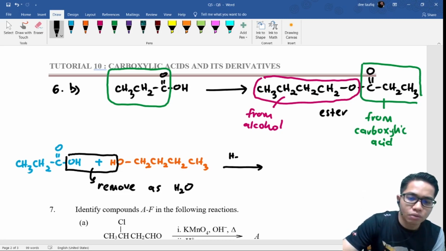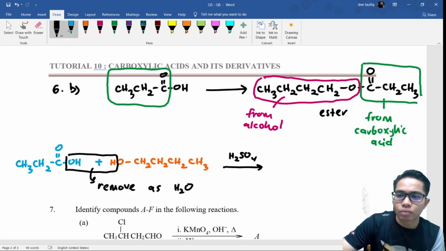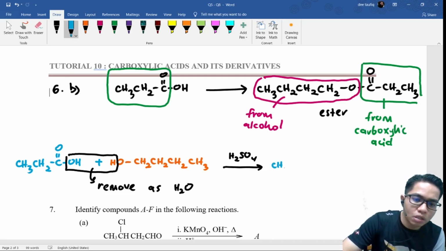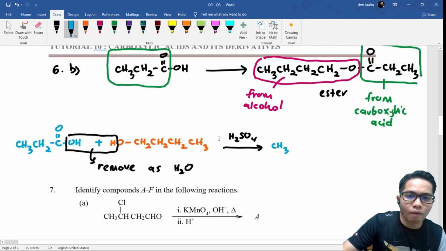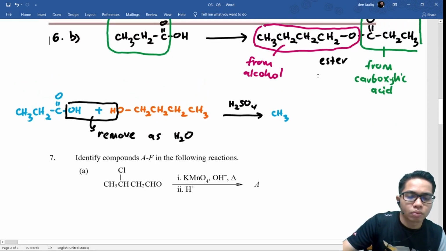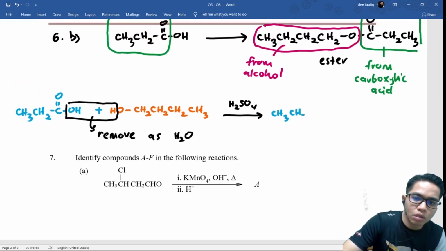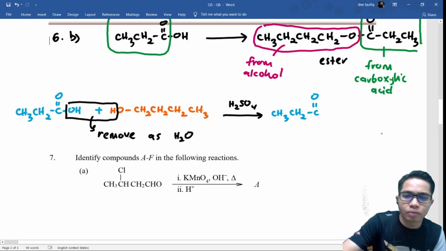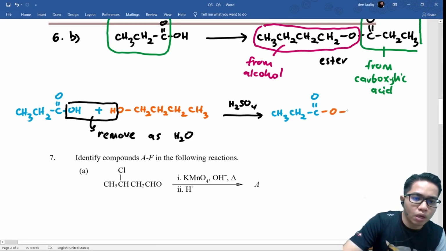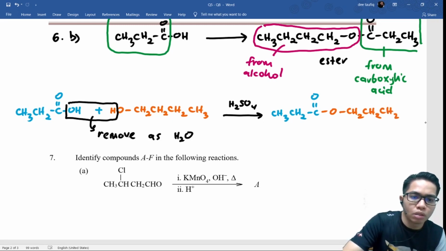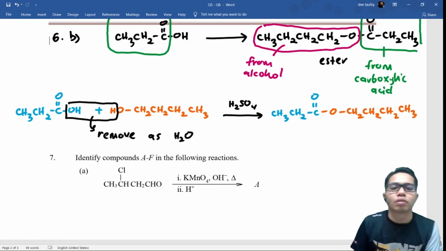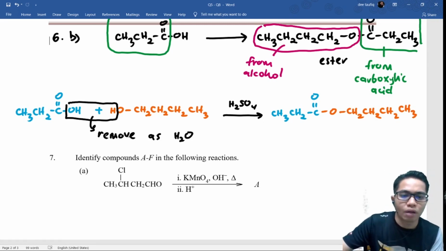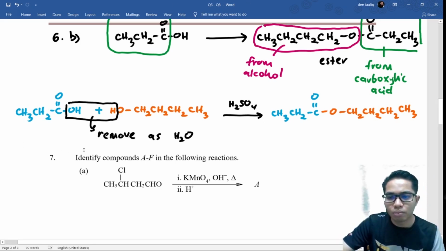So we need sulfuric acid concentrated. So if we combine, kita akan dapat CH3 CH2 C double bond O, and then straight away O, and then we have CH2 CH2 CH2 1, 2, 3, 4. Okay, so this one should be similar with the structure above lah. Right, so that is for number 6B.